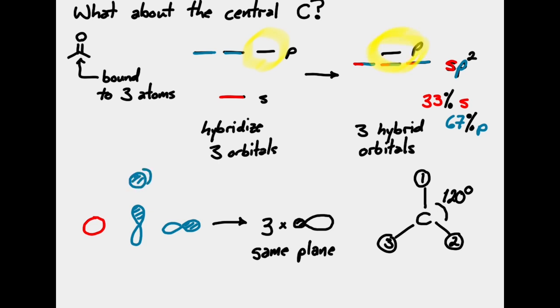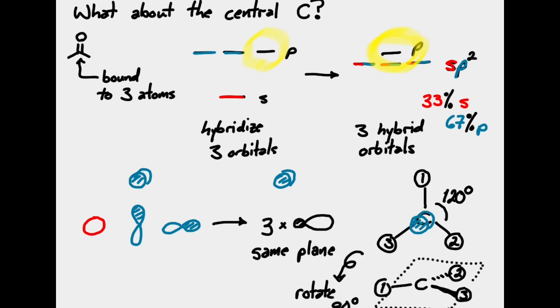And if you now look at the remaining p orbital, that one is orthogonal, or 90 degrees, to the other orbitals that we've been looking at. So if you rotate this structure onto its side, so now this dotted representation is supposed to look like a piece of paper, you can recognize that this new p orbital would actually stick up and down out of the plane of the paper.